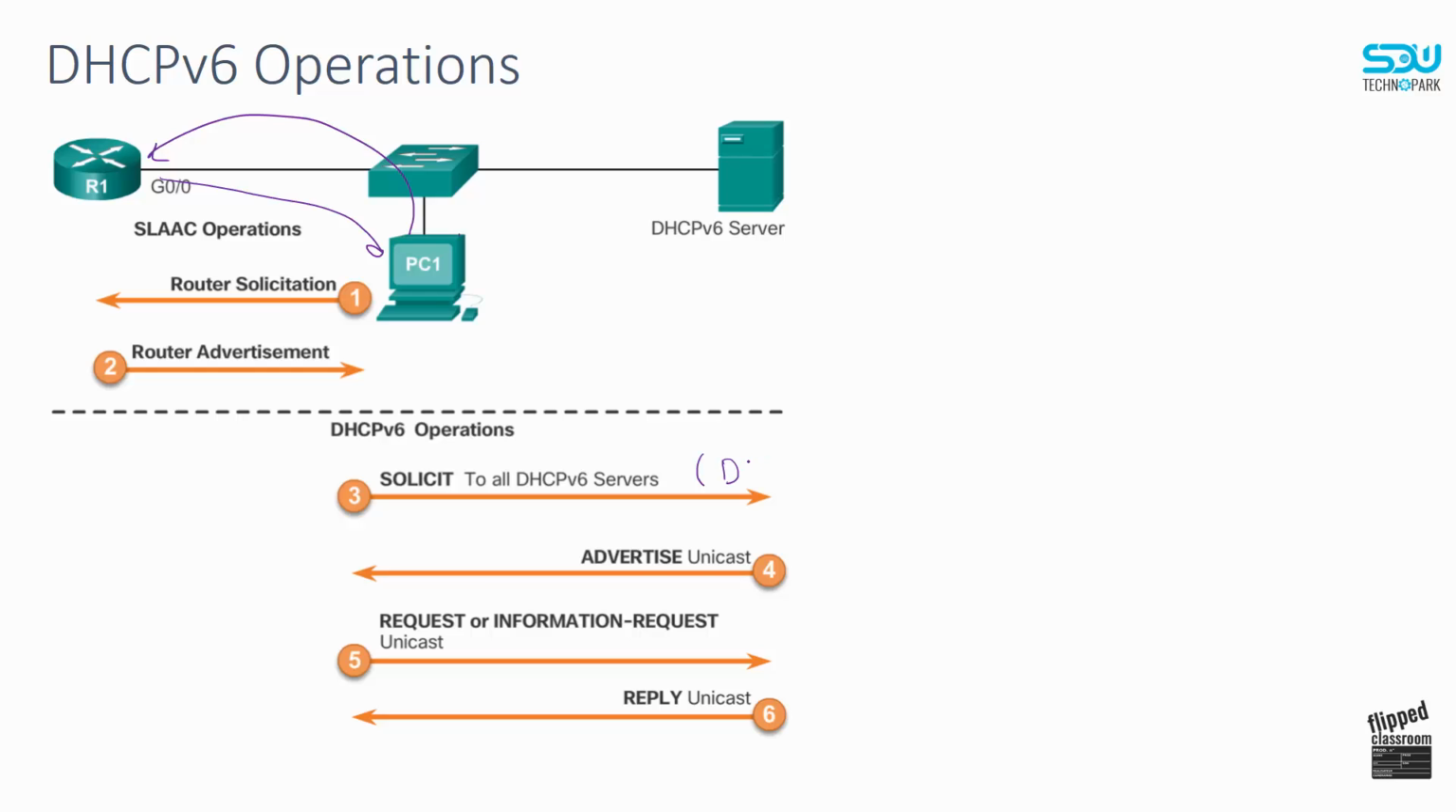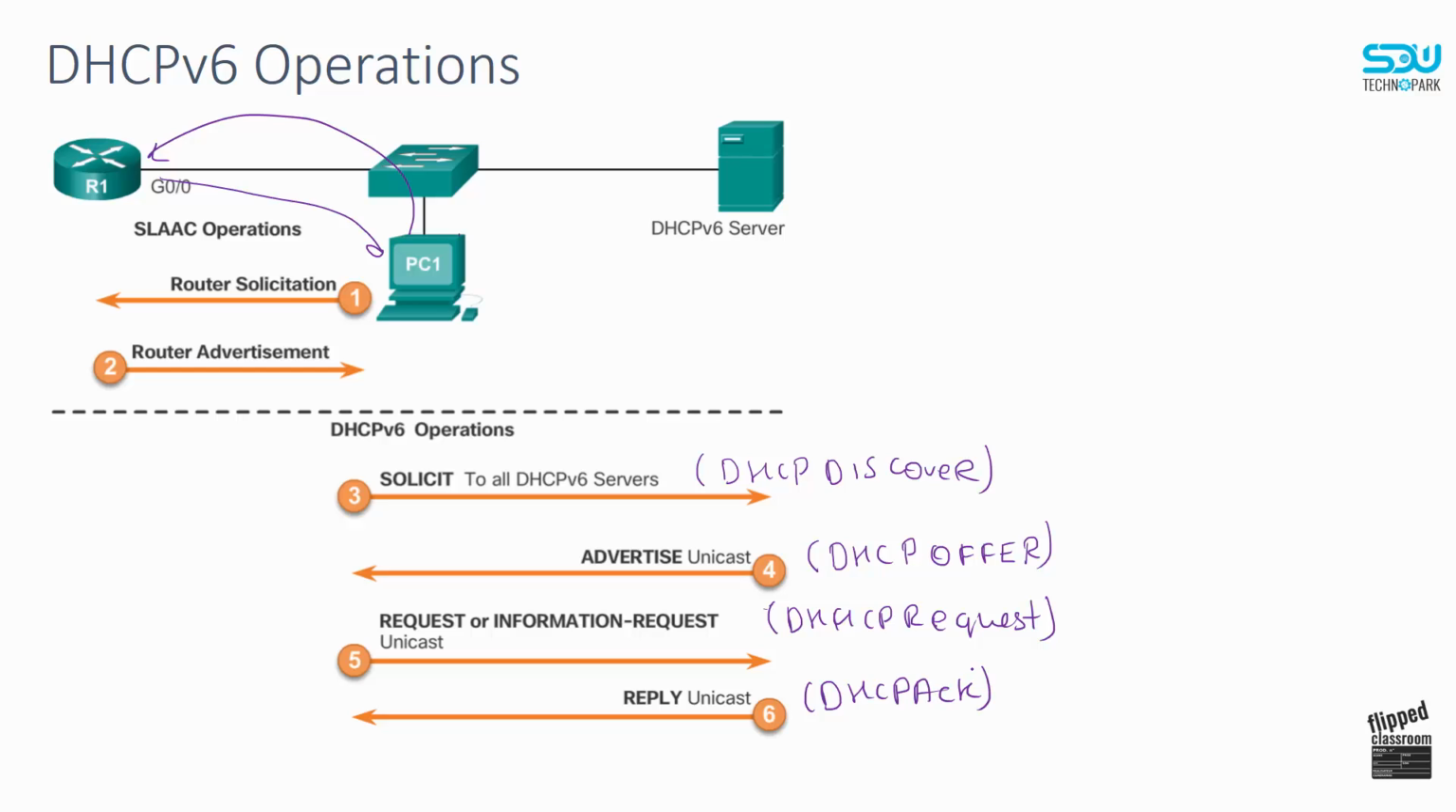It is DHCP discover, and then advertise. It is the same as in DHCP version 4, DHCP offer, and request is the same as DHCP request, and reply is the same as DHCP acknowledgement.